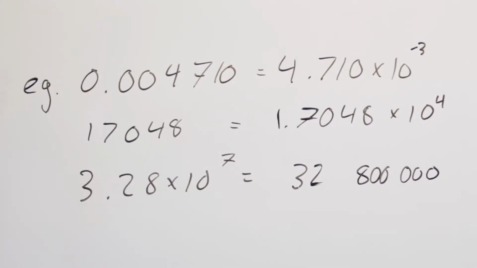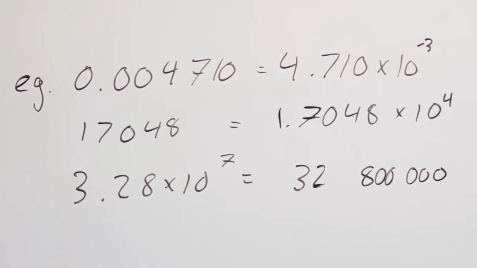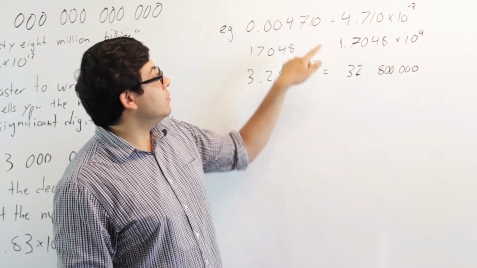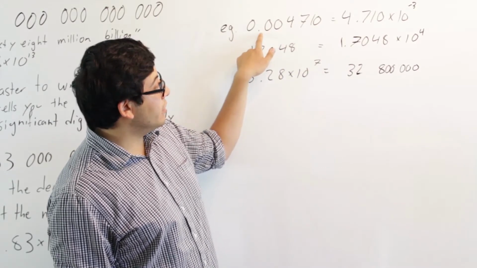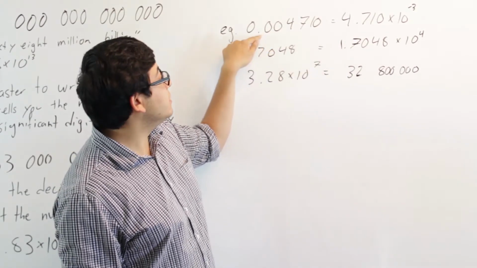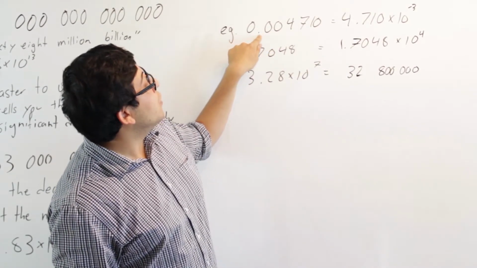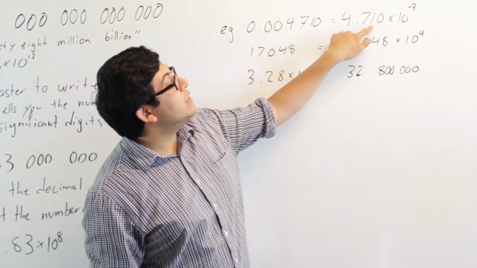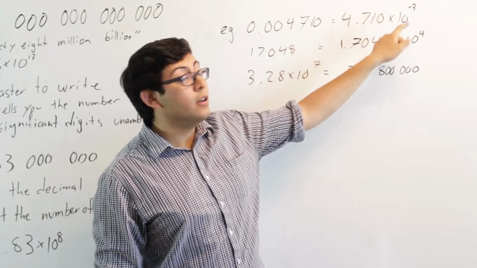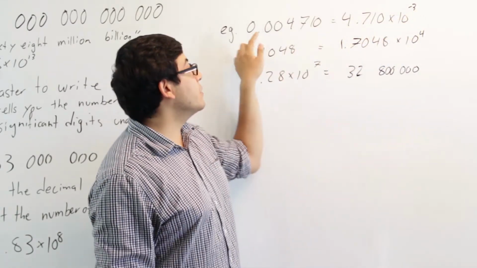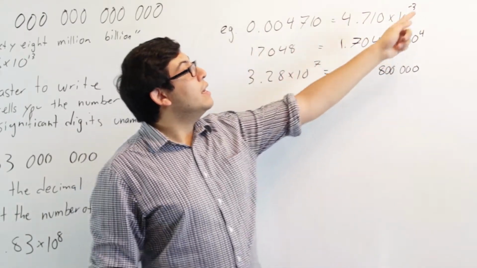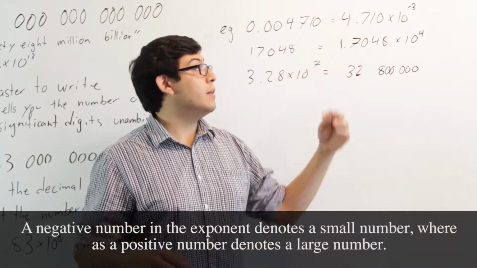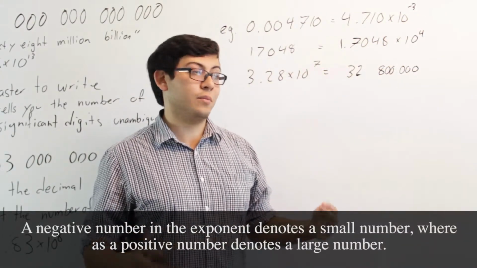The important thing to remember though is that you need to keep all significant digits in your whole number. I've written a couple of examples right here. 0.004710 can be rewritten as, well, if we take the decimal place to be over here, because it's a decimal number, it's over here. We go 1, 2, 3. So 4.710 times 10 to the negative 3. Notice how it's negative over here because we have to go the opposite direction. Negative numbers in the exponent denotes a small number, whereas a positive number denotes a large number.